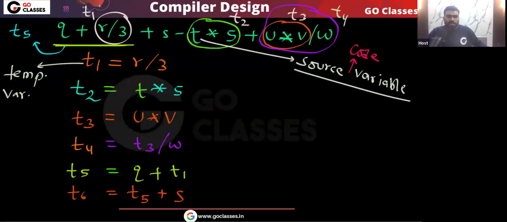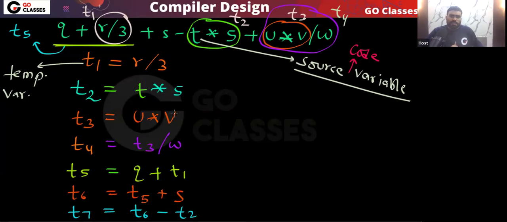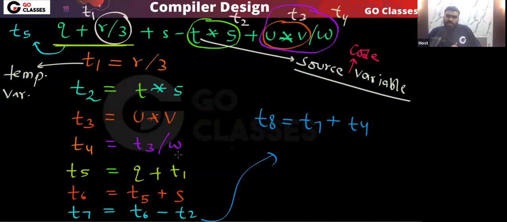Okay. Now this is done. Then what are you going to do? Then you are going to do T6 minus T2. Yes or no? This you will put in T7. Okay. Is this clear? Then what are you going to do after this? Then you will do T7 plus T4, and this you will put in some other variable T8.